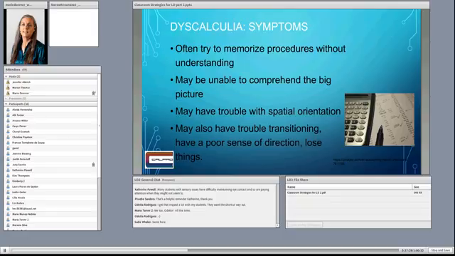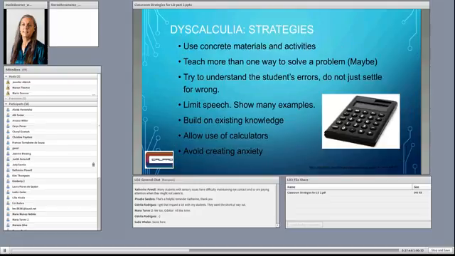Students with dyscalculia may also have trouble transitioning from one task to another, have poor sense of direction, lose things. We talked about last time that sense of time, especially people with ADHD have a lot of trouble with time and where am I in time.